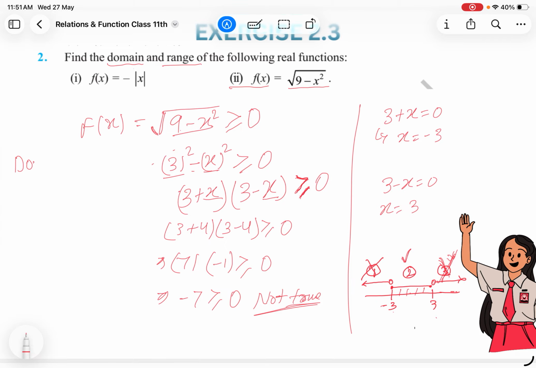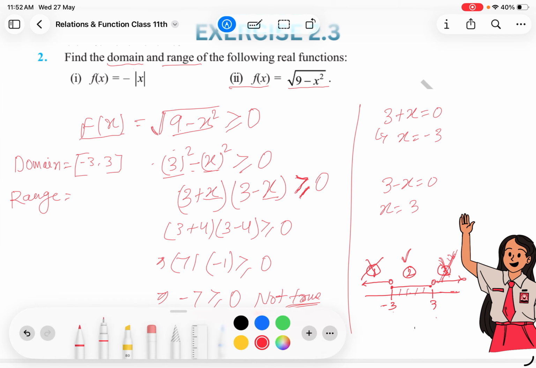Okay, so can we write domain equal to the closed interval minus 3 to 3, right? Now we have to find the range. And what is range? Range is y. Okay, so we can say that f(x) is y.